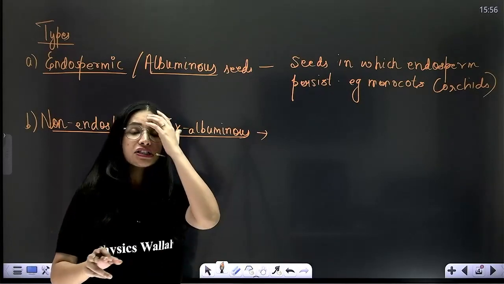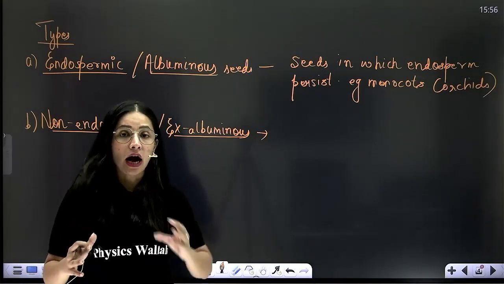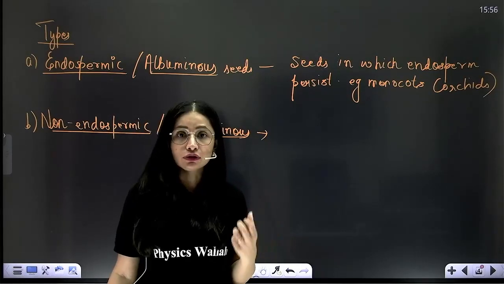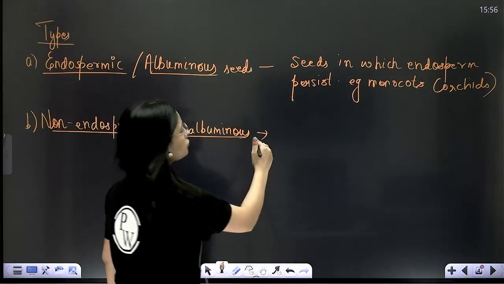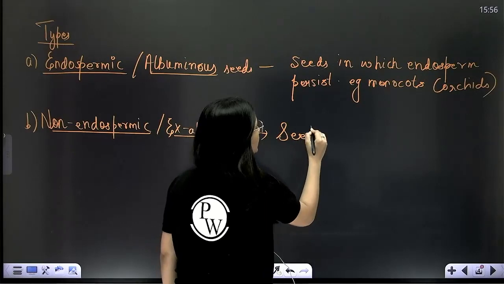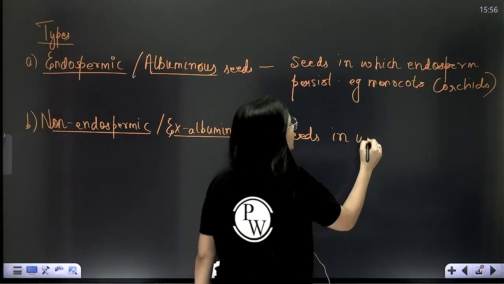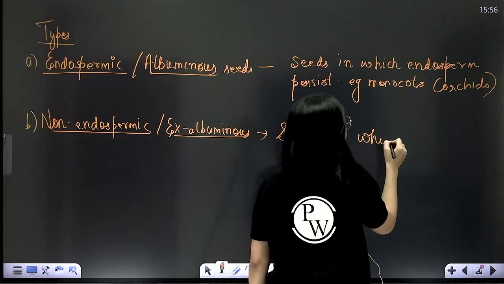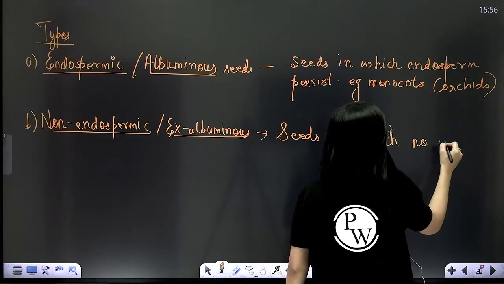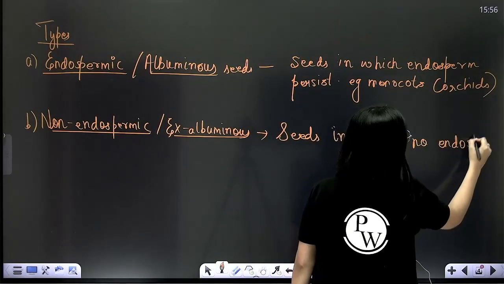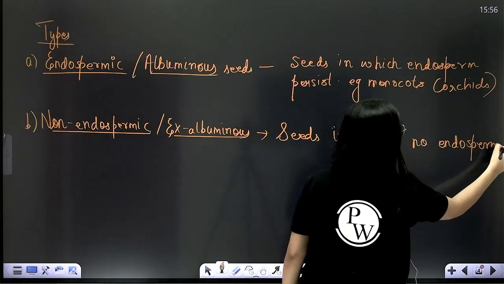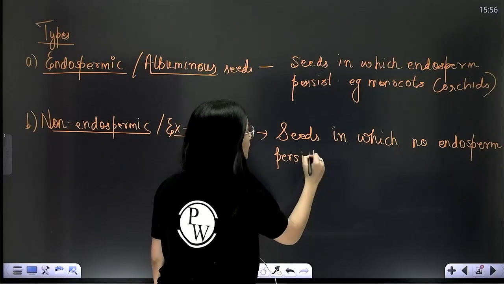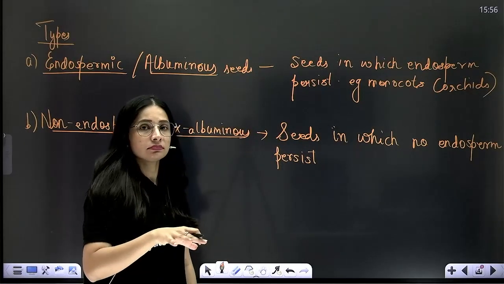In my last lecture, I have already shown you how the suspensor is formed, which is responsible for absorbing nutrition from the endosperm. So what will you write over here? Seeds in which no endosperm persists. No endosperm persists in their seed.